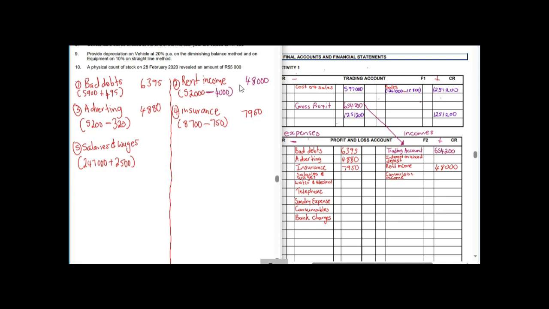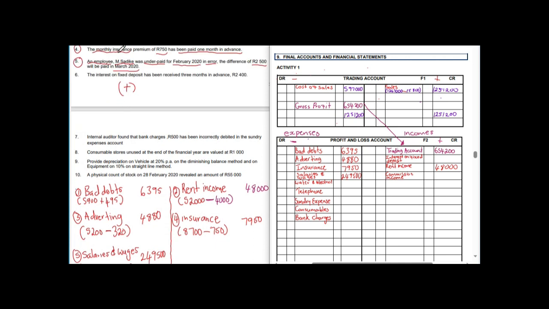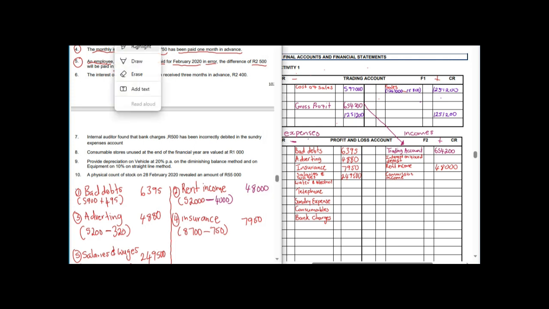And then at the end of the financial year, our salaries and wages will be 249,500. And then we'll go to our profit and loss account and record 249,500. So guys, just know that if ever we overpaid, then it was going to be subtracted, but in this case we underpaid, then we need to pay more.